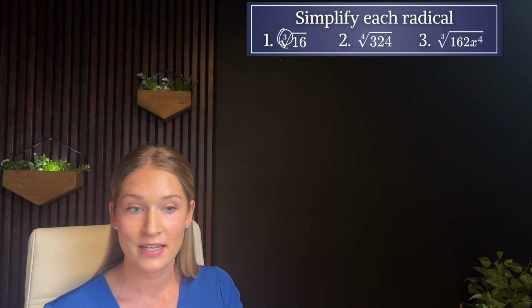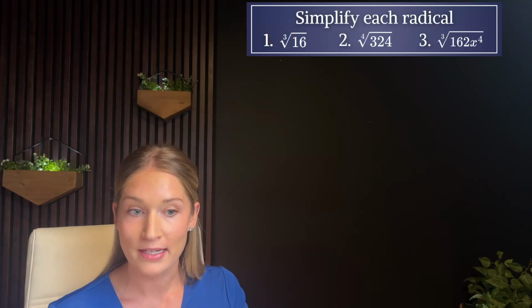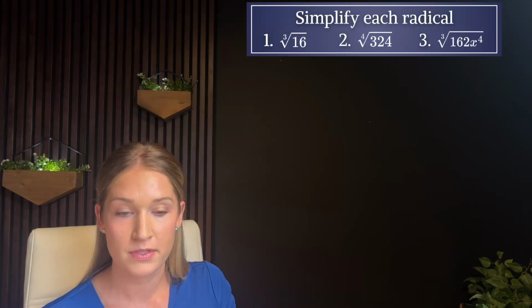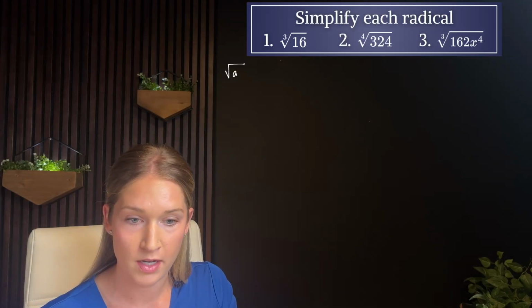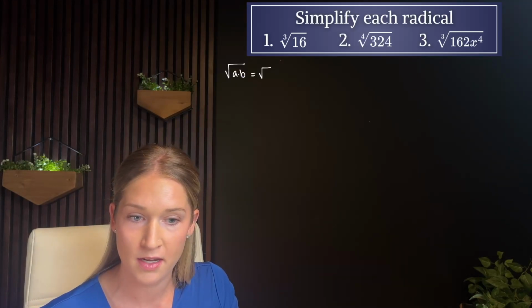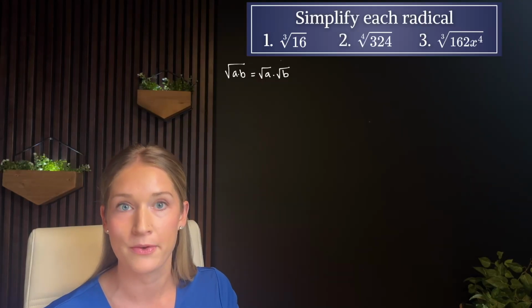So in this case, this first one, the index that I'm working with is a 3. So I need to separate out perfect cubes. If I decided to use our first method where we have the product underneath, and I can split that up into the product of 2 radicals, then I want to make sure I'm separating out a cube.